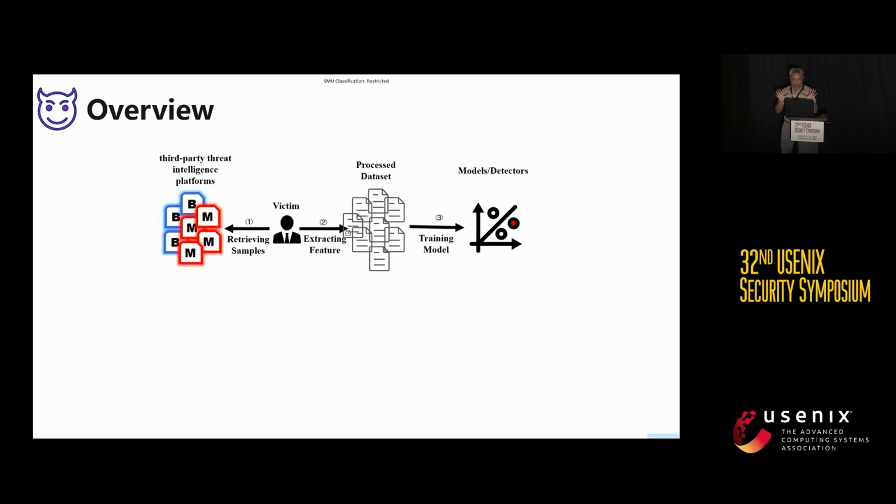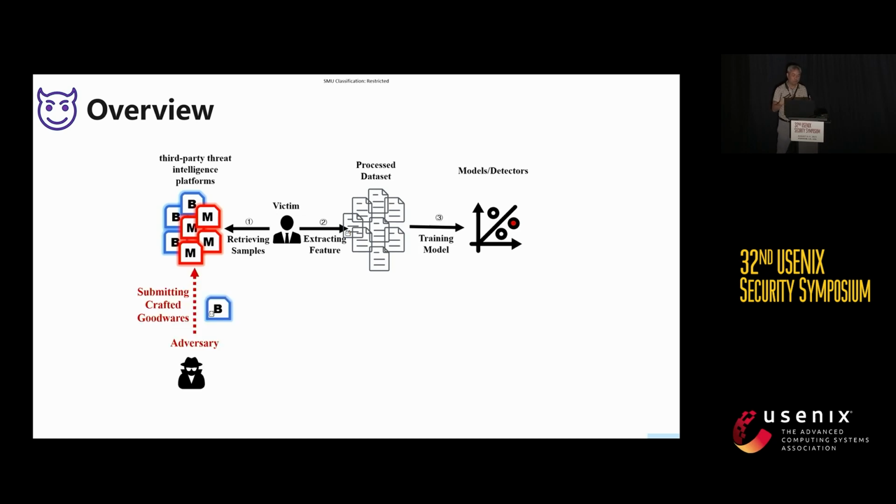So this is a very general workflow of the scenario. The victim may obtain samples, whether benign software or malicious software, typically from third-party agents. That allows the attackers to potentially inject backdoors into these training samples. With these training samples, the victim could then extract the features from the samples and do the training.